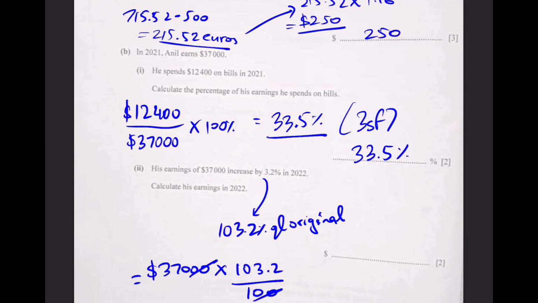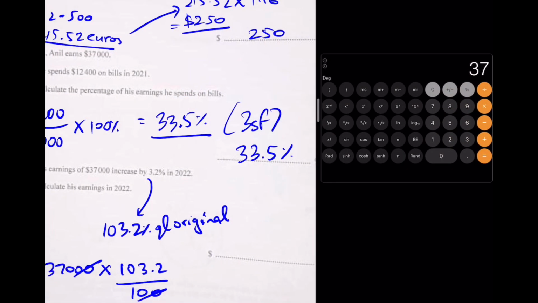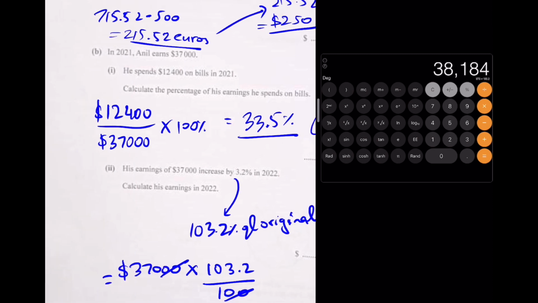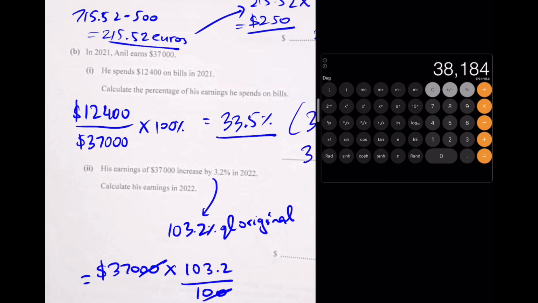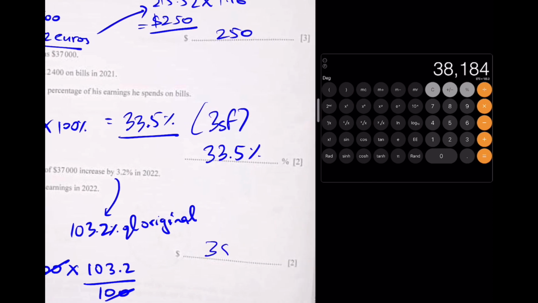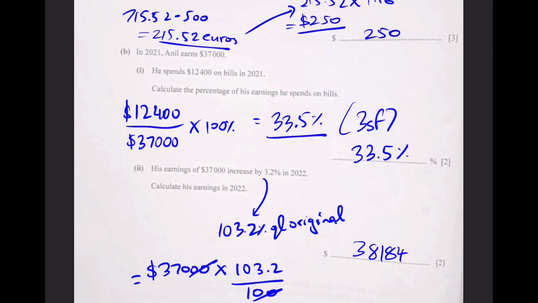370 into 103.2. That will be, let's just get a calculator out. 370 into 103.2 to get $38,184. That's our answer. $38,184. Let's go to part C.